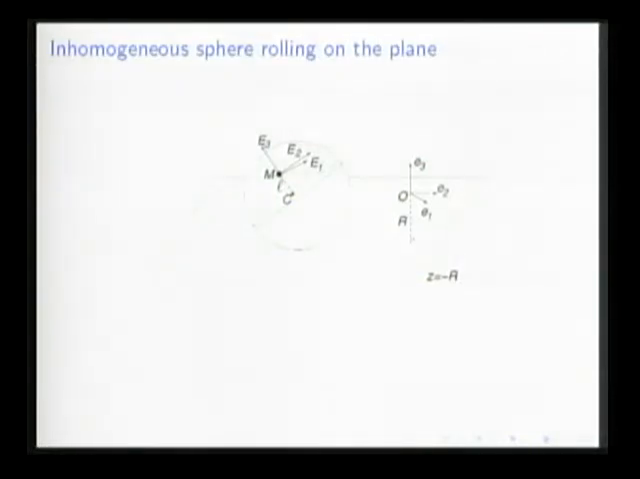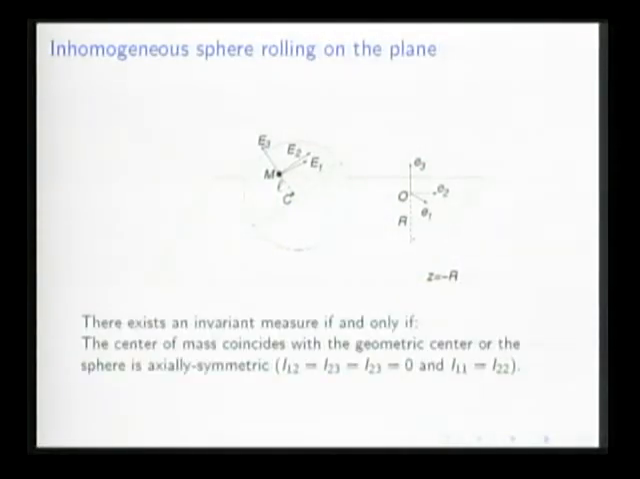So if you write down the condition that you get, you wound up with the following conditions. For the existence of a preserved measure, the following needs to be true. Either the center of mass coincides with the geometric center, which is the case studied by Chaplygin, where he gave the explicit formula for the preserved measure, or the other possibility is that the distribution of mass on the sphere is actually symmetric. Okay, so you have a symmetric distribution of mass within the sphere.